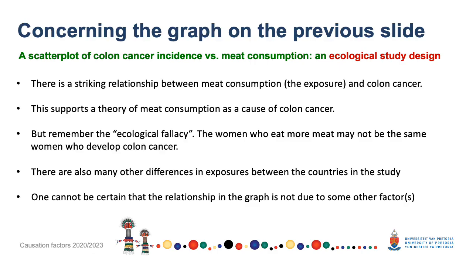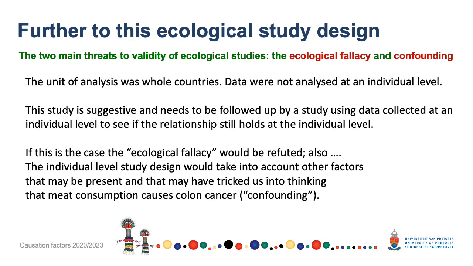So one cannot be certain that the relationship in the graph is not just due to one of these other factors, so-called confounding factors. So what has that ecological study contributed? Well, it was very cheap, very quick. The data are readily available in various publications. You can do that in an afternoon.